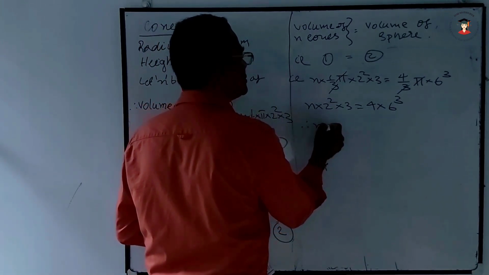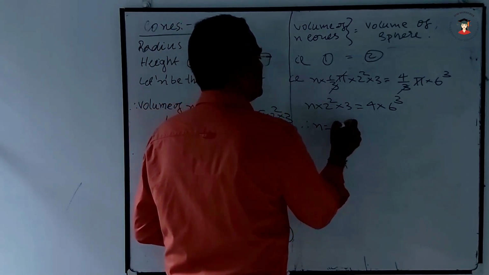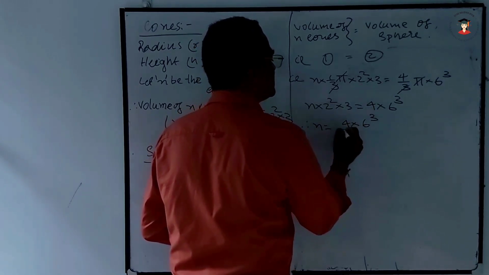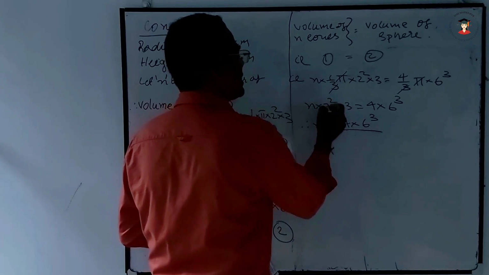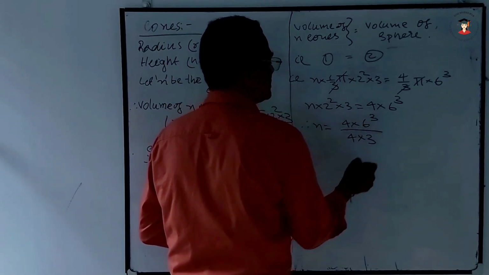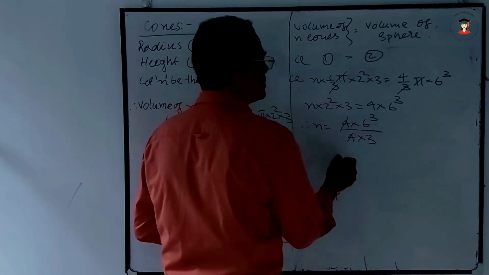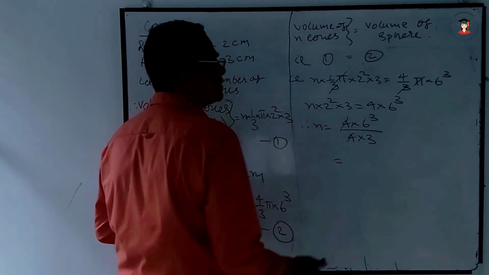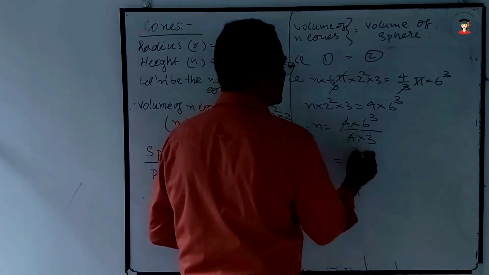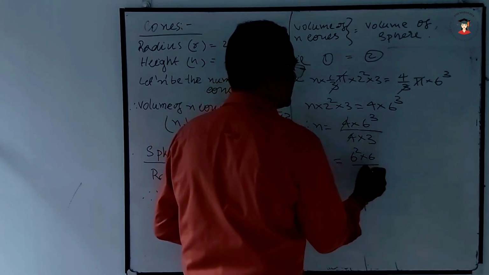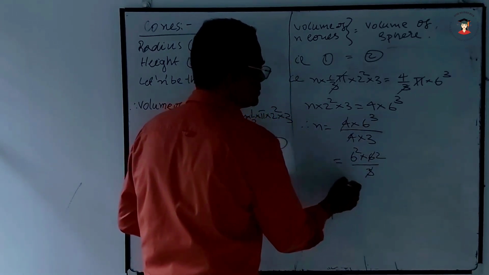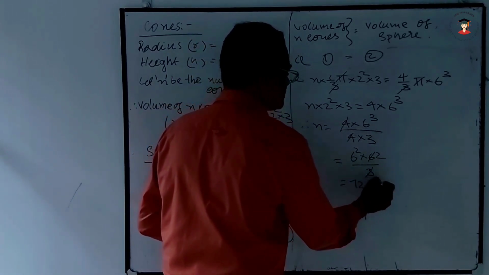Therefore, n is equal to 4 into 6 cube divided by 2 square into 3. 2 square means it is 4 into 3. 4 and 4 will go. So remaining is 6 cube, which is 6 square into 6, divided by 3. 3 and 6 will give you 2. So this will give you 72 numbers.